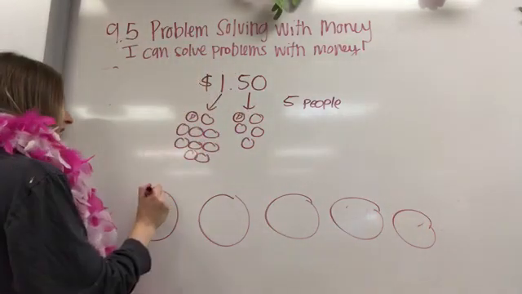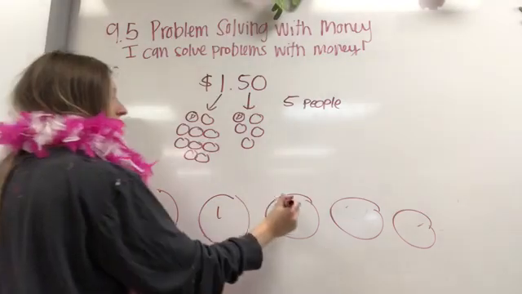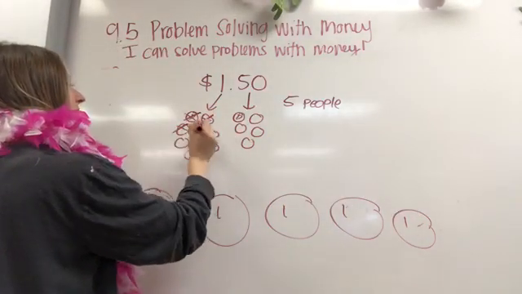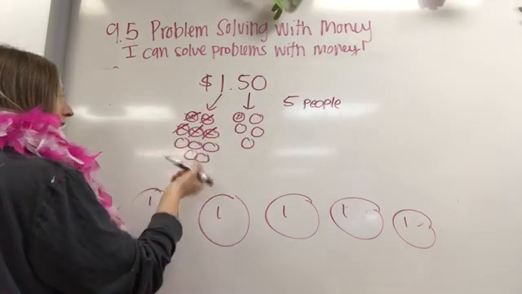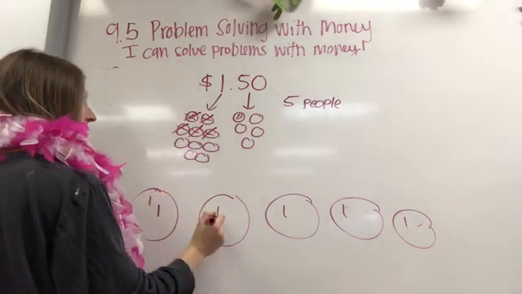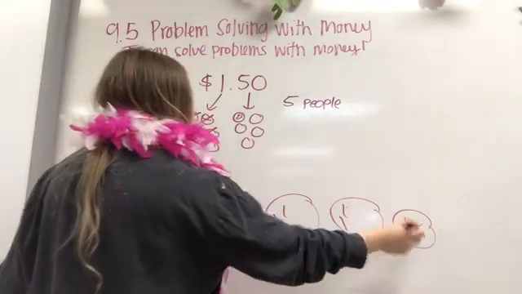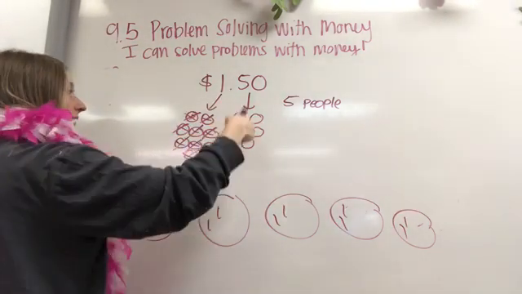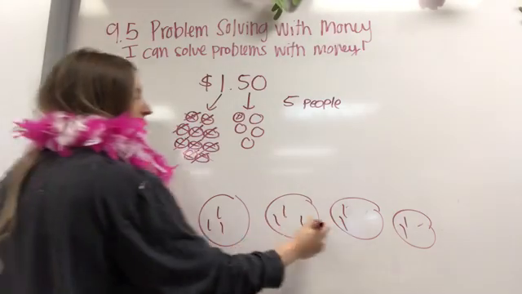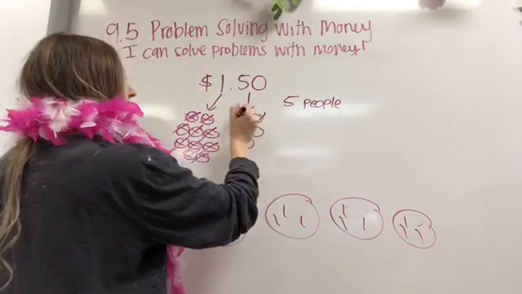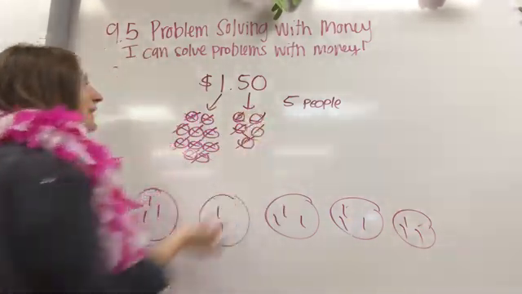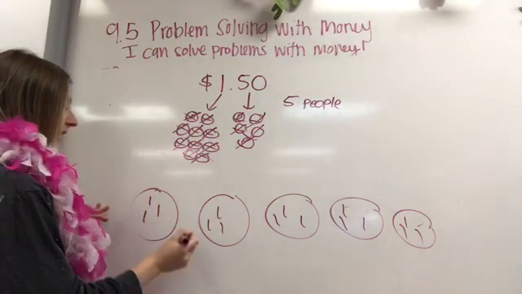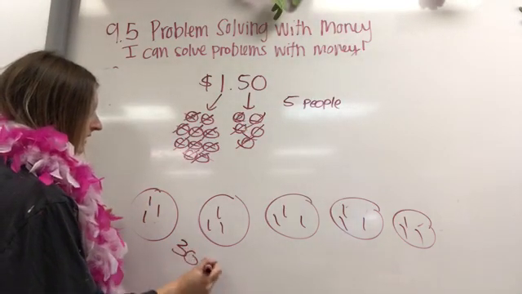Okay, so each person gets 1 dime. So let's get rid of 5. 1, 2, 3, 4, 5. And then we have 5 more. So they each get 1 more dime. 1, 2, 3, 4, 5. And then I have 5 dimes left, so everybody gets 1 more dime. So how much money did each person get? Well, 3 dimes, or 10, 20, 30. So each person got 30 cents.